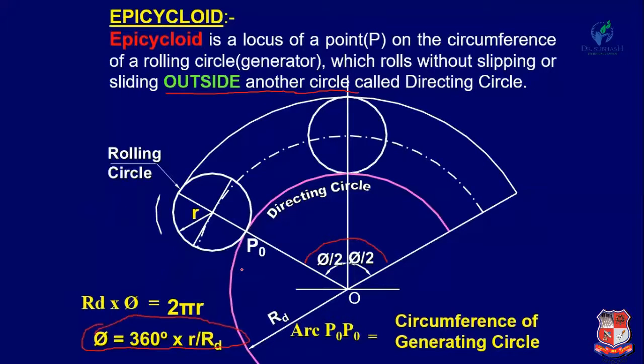It is rolling. So after the 1/2 revolution, the circle will reach here, and the position of point P0 will be here. And after the one complete revolution, the point P0 will be here. So the path of this point P is known as an epicycloid. So this curve is known as epicycloid.